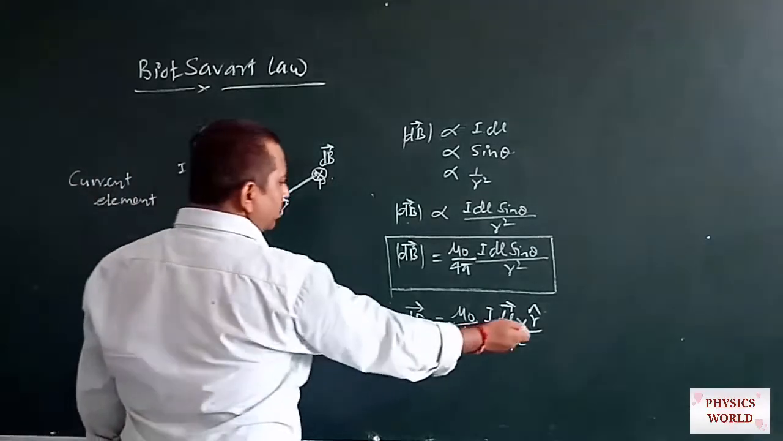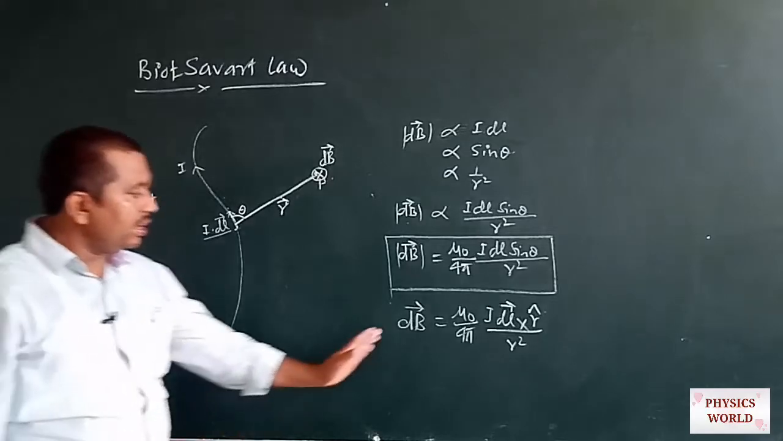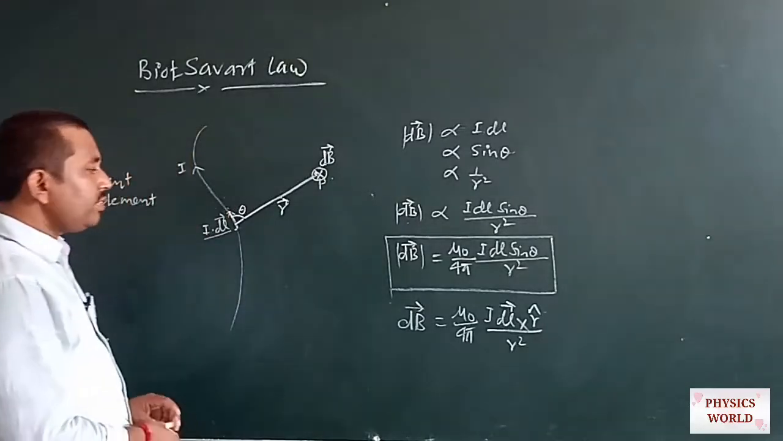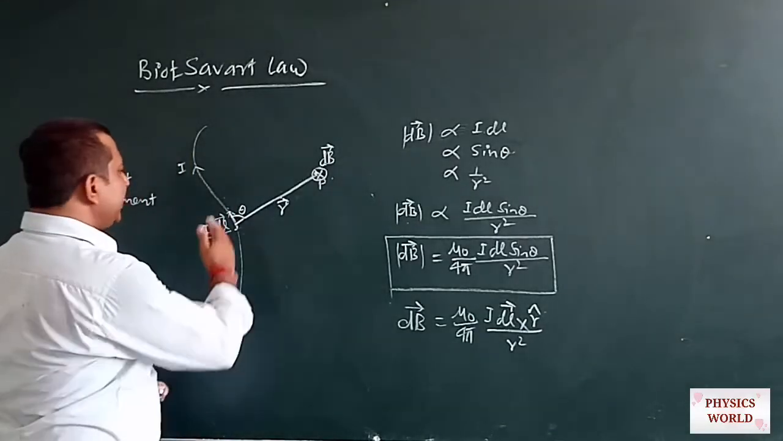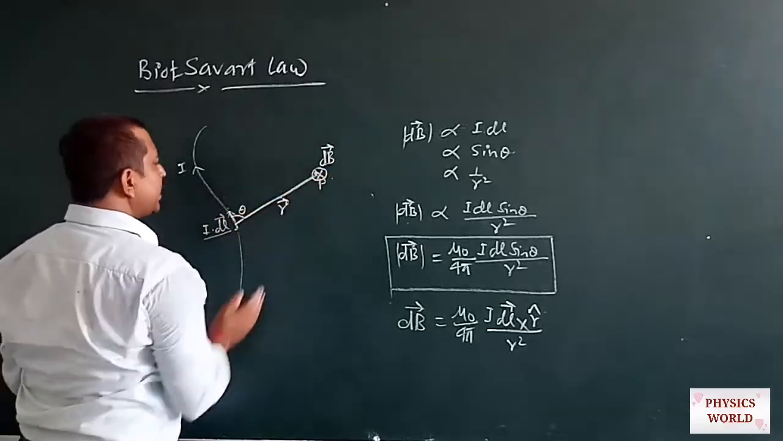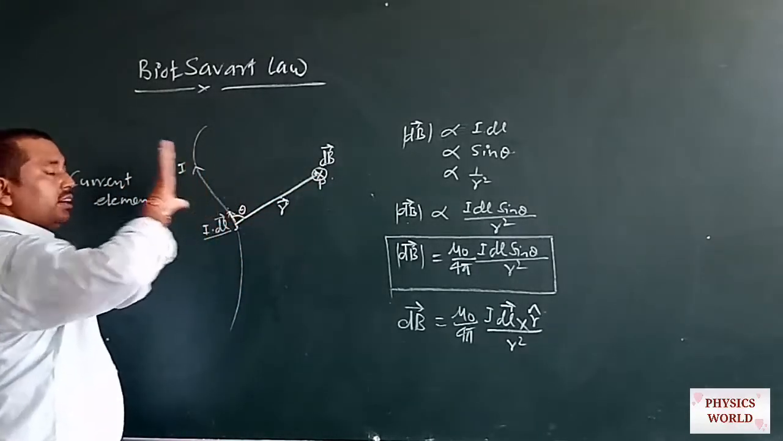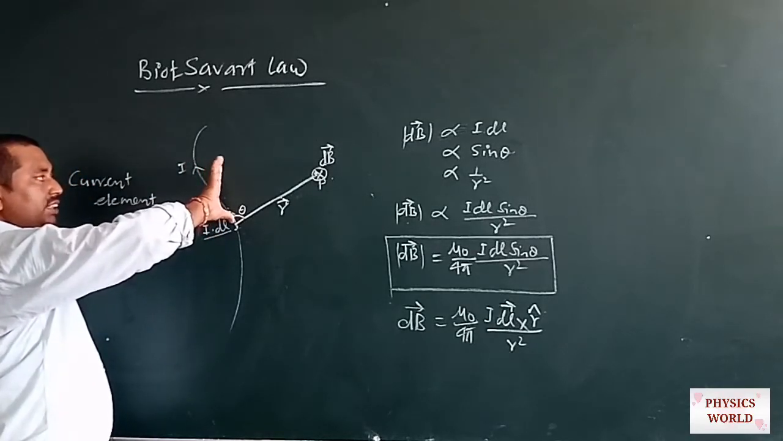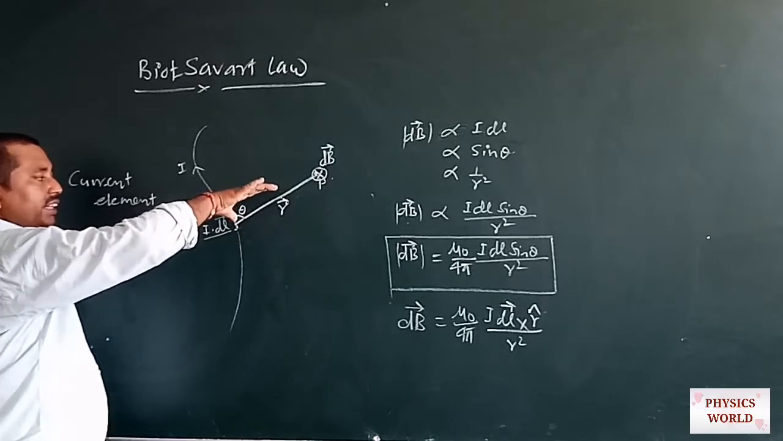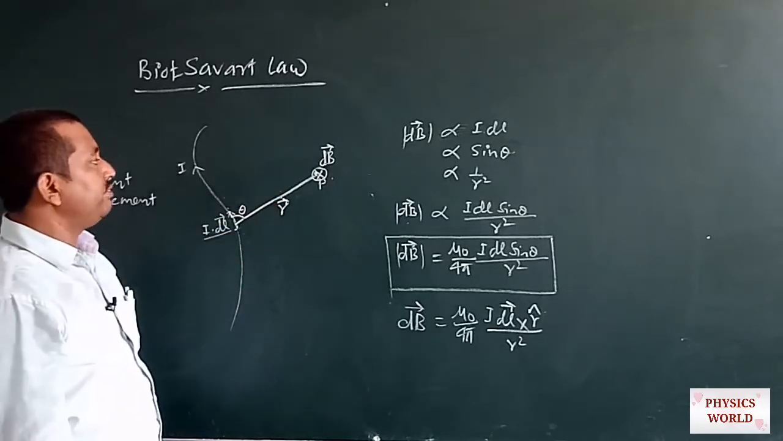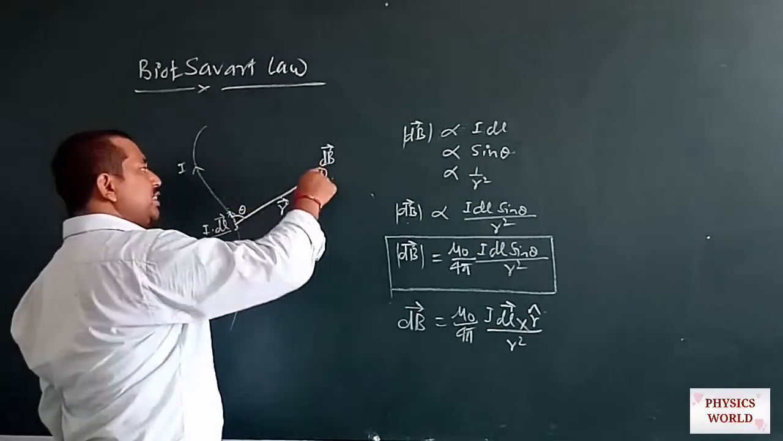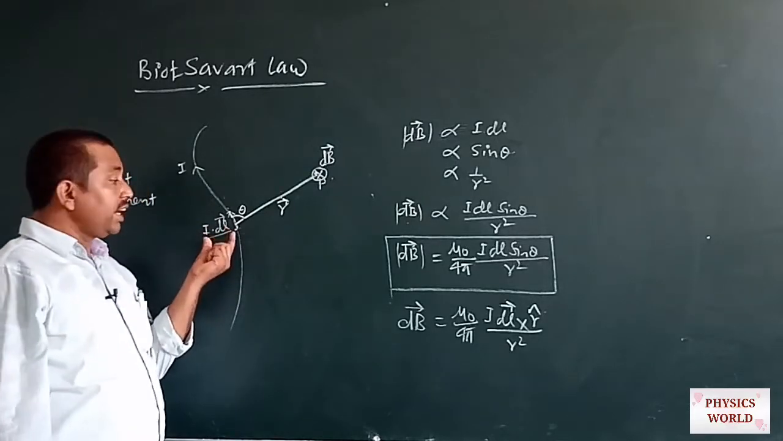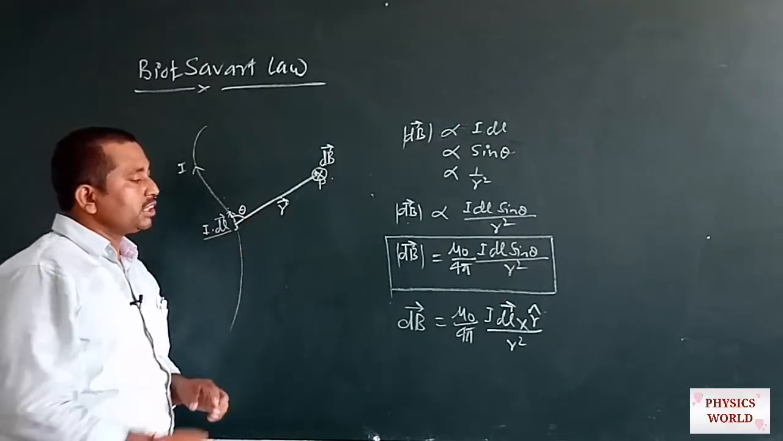This can be indicated by a simple cross product of two vector quantities, I dl and the unit vector of r. If we take I dl as the first vector and r as the second vector, and stretch our right hand fingers along the first vector and curl them along the second vector, that is r, then the direction of the thumb indicates the direction of the magnetic field. So if the direction of the magnetic field at this point is inward, we can write it as the cross product of I dl cross unit vector of r.